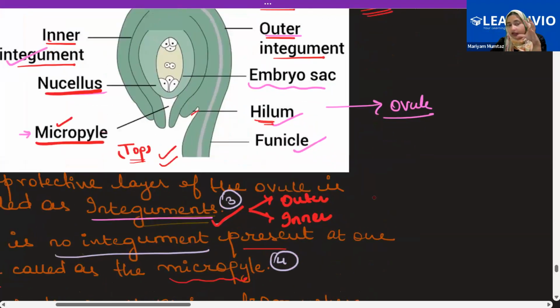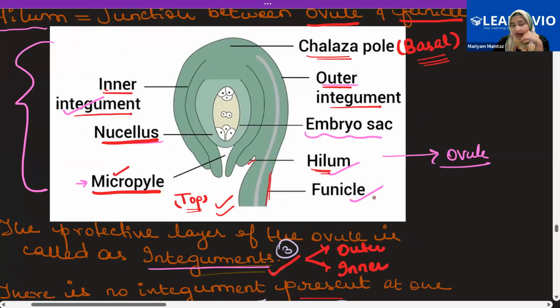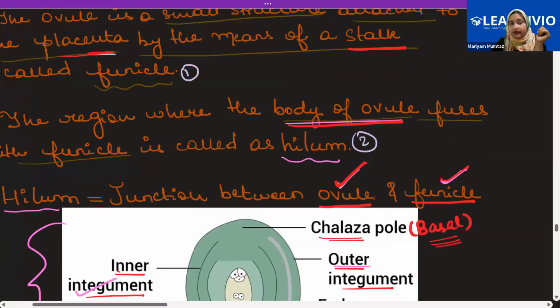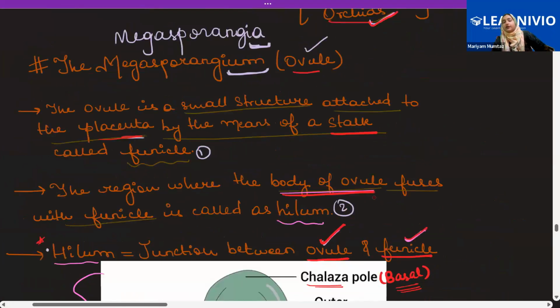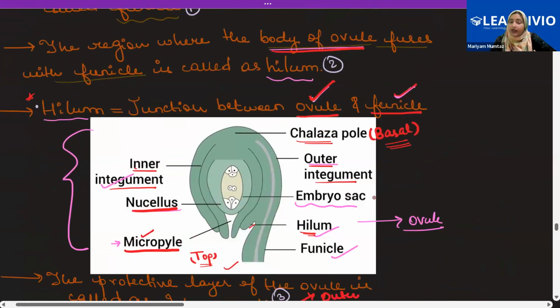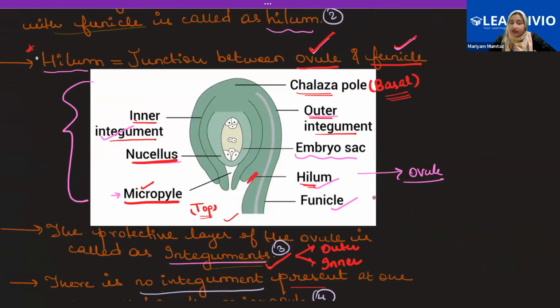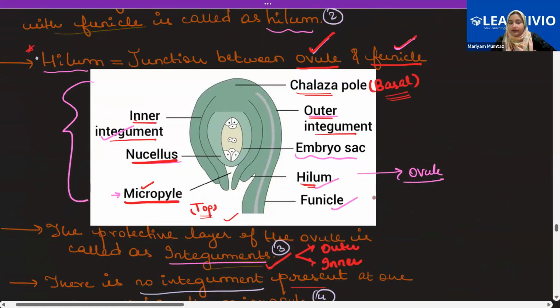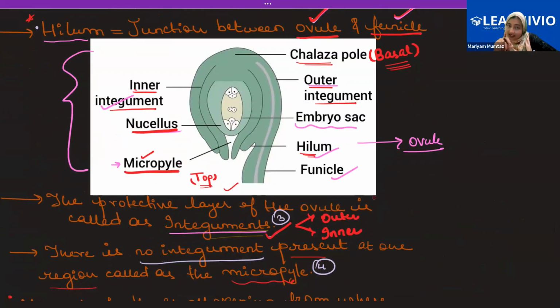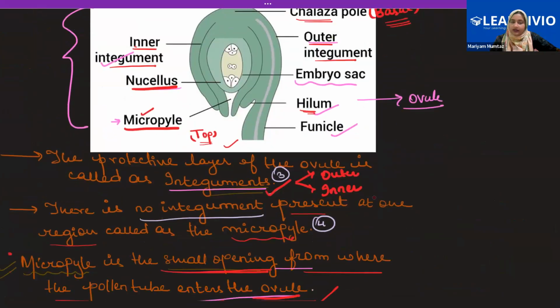See, this is a picture of a typical ovule. This funicle attaches the entire ovule to the placenta. Then the region where the body of the ovule fuses with the funicle, we call the hilum. So this part where the ovule and funicle are fusing, we call the hilum. It's like a junction. Now the ovule is not present just like that. It is surrounded by protective layers, and the layers that protect the ovule we call integuments. There can be an outer integument and an inner integument.